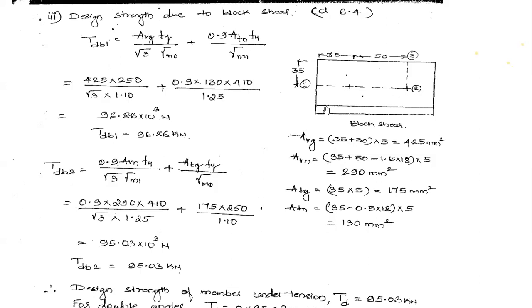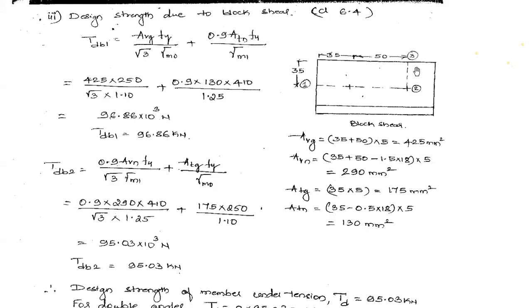So 35 plus 50, this distance, minus 1.5 into 18. The bolt hole diameter is 18 mm, and 1.5 such bolt holes are coming in this line along 1, 2. So that deduction has been done. After doing that, multiply by the thickness of the angle, and it will give you the area. The areas I am talking about are perpendicular to our screen. So these are the gross area and net area along the shearing plane.